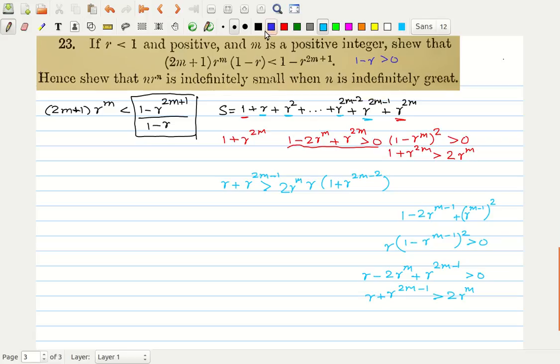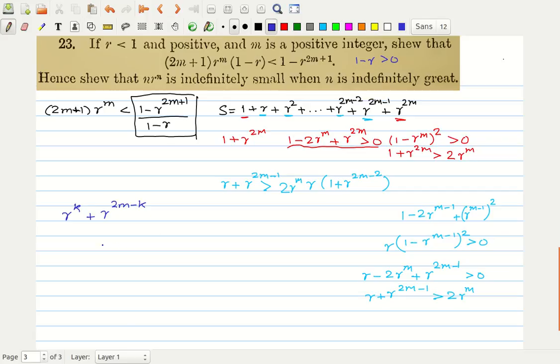Let me say that we are trying to prove r to the power k plus r to the power 2m minus k. All I have to show is that no matter what the value of k is, it is always going to be greater than 2 times r to the power m.